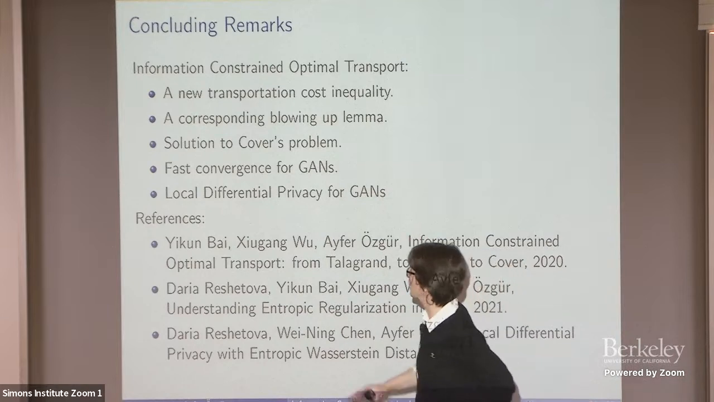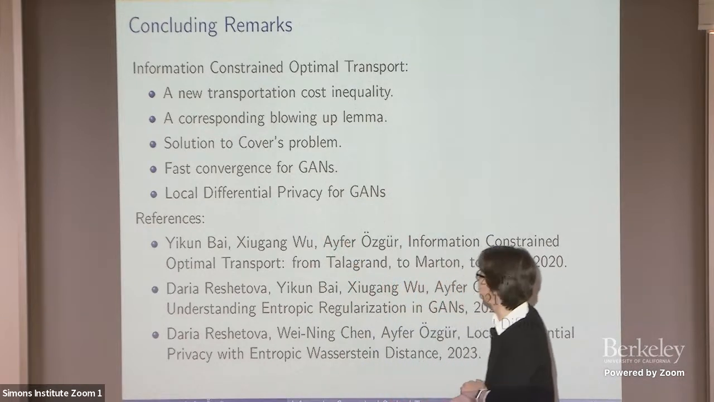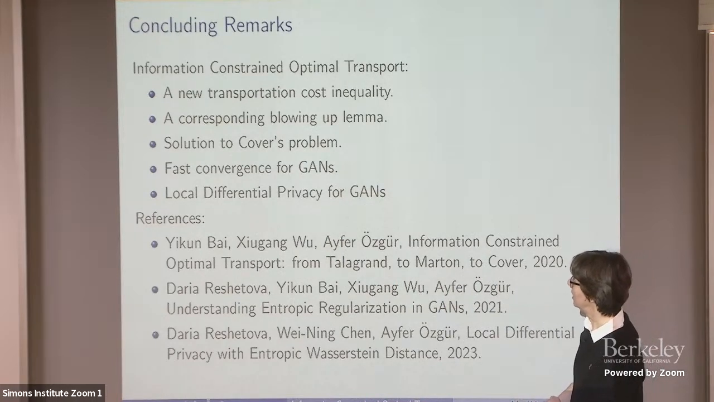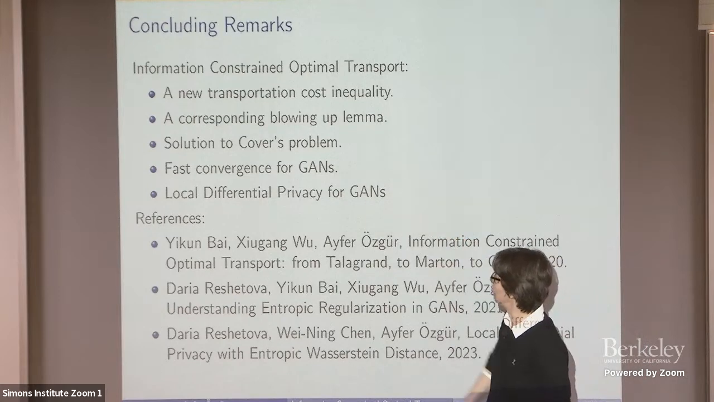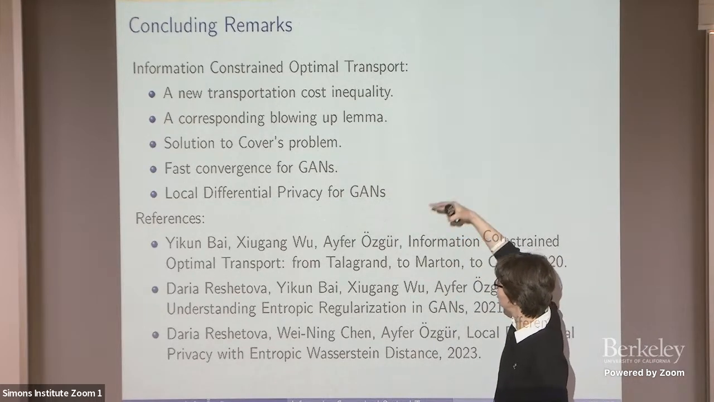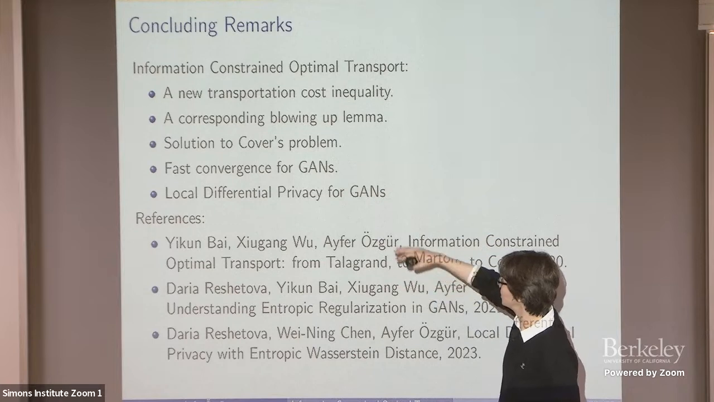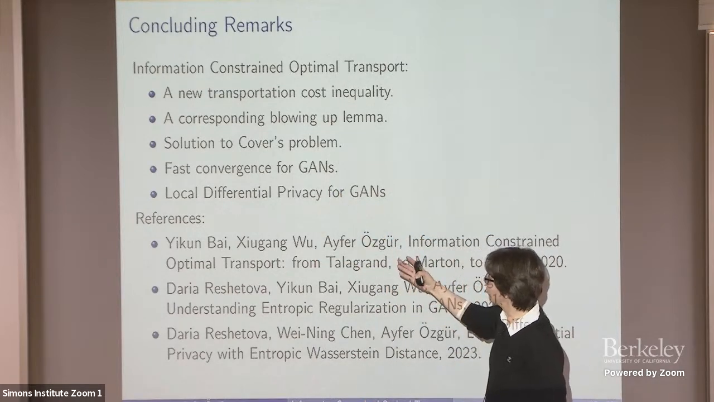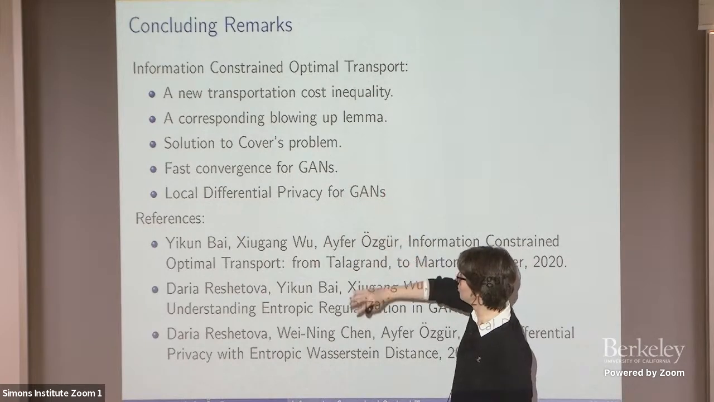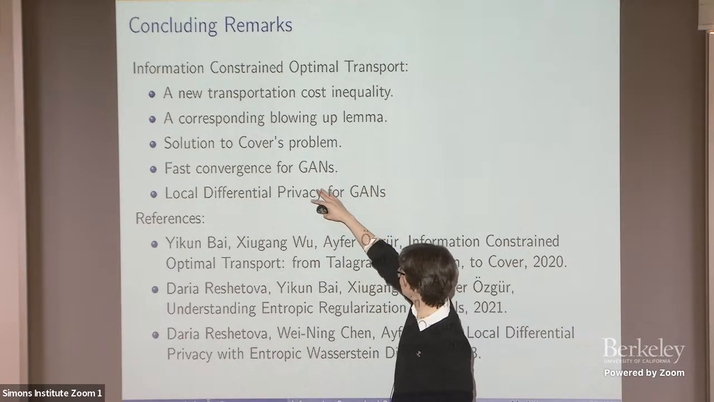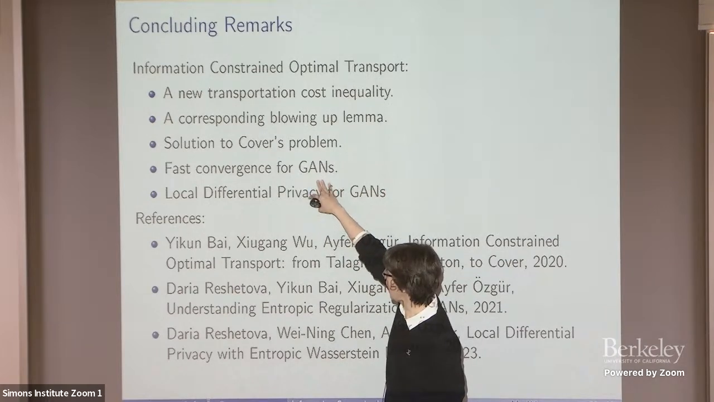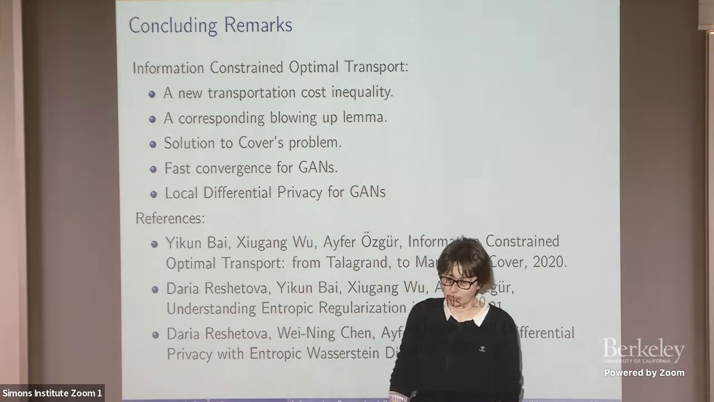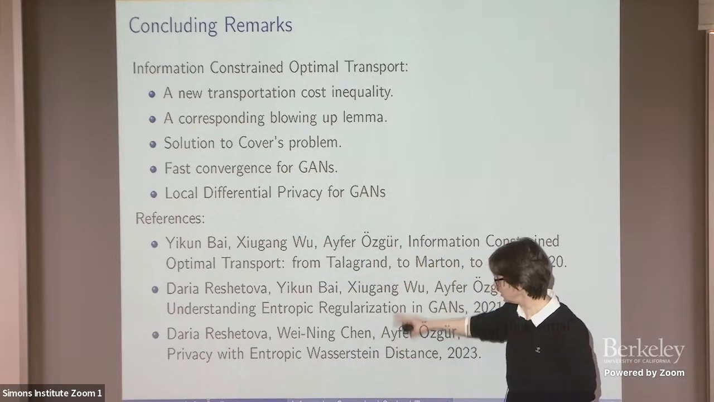In this talk, we talked about this notion of information constraint optimal transport. I talked about a transportation cost inequality for bounding this quantity. We talked about connections to isoperimetric results, how it comes up in the solution of Cover's problem. And finally, we talked about how this information constraint can be useful in achieving faster convergence in GANs, and also in the last part, achieving local differential privacy. And this was based on these 3 papers here.